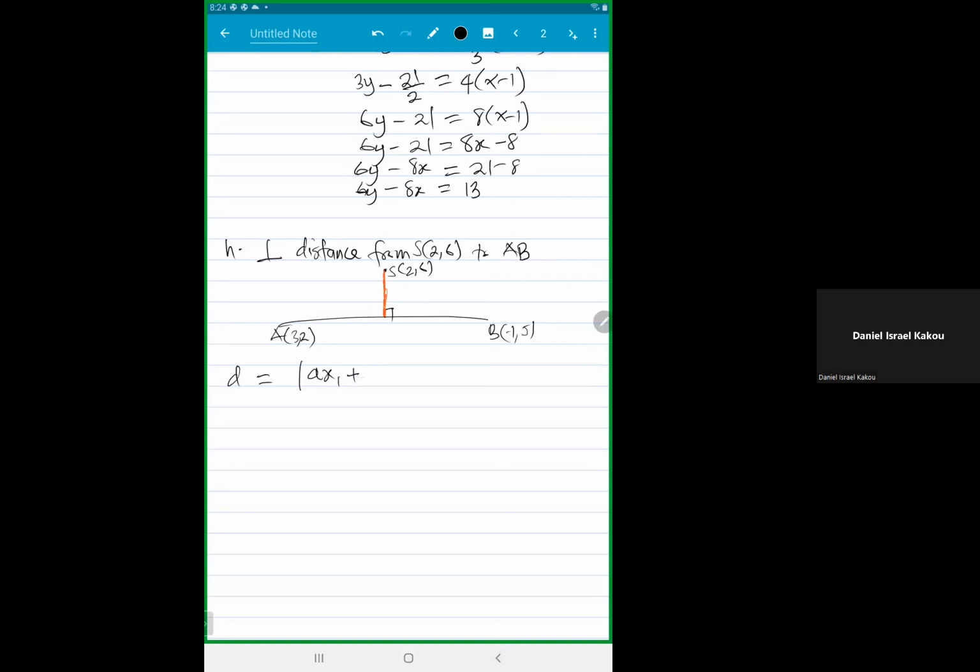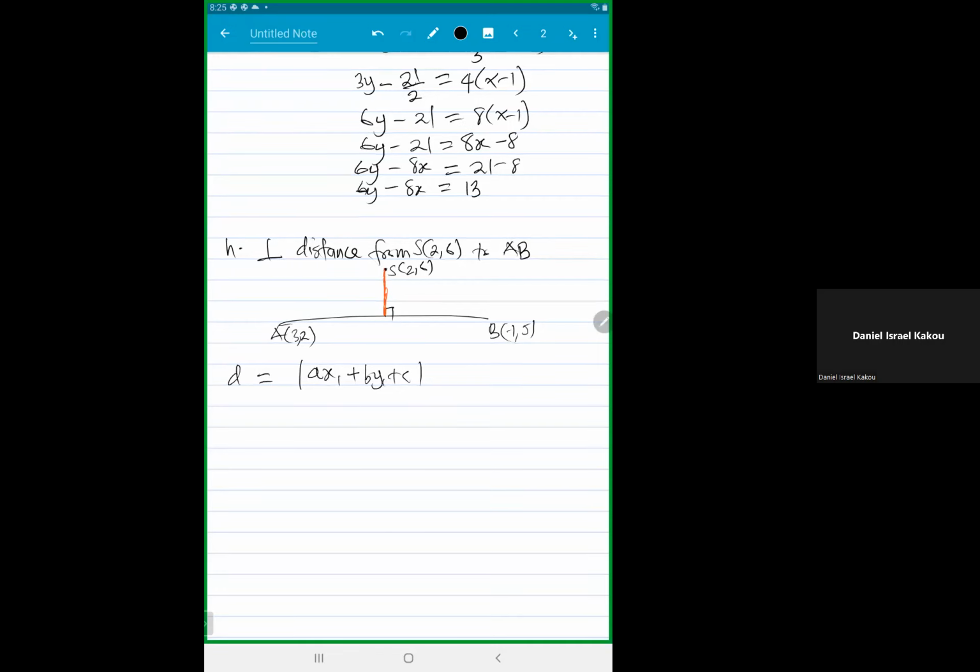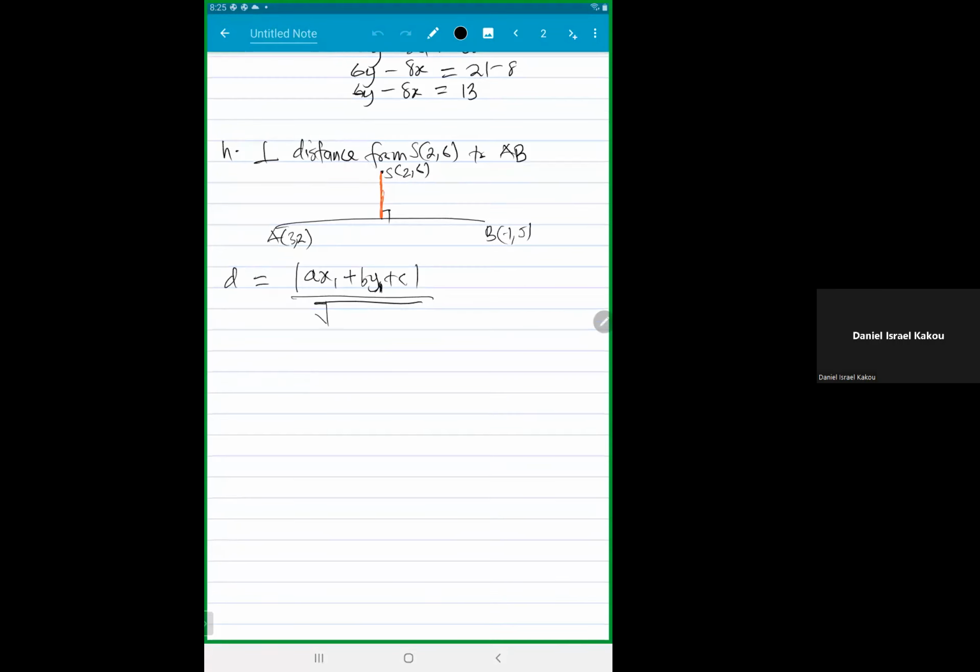So AS1 plus BY1 plus C. So that is you evaluating the equation of the line with the point you have been given, right? And dividing it by the square root of the sum of squares of the coefficients of those equations of the line. So we have A squared plus B squared as the formula.